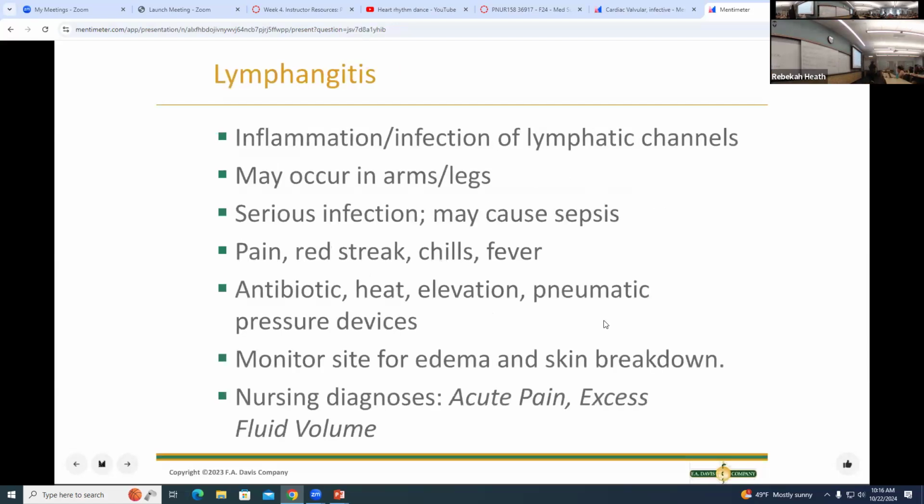Moving on. I know, and there are so many of these. I just want to give a brief overview of some. So lymphangitis. So lymph, right? We have our lymph system, or we have lymph nodes. This is where those lymph tracts get irritated and inflamed.